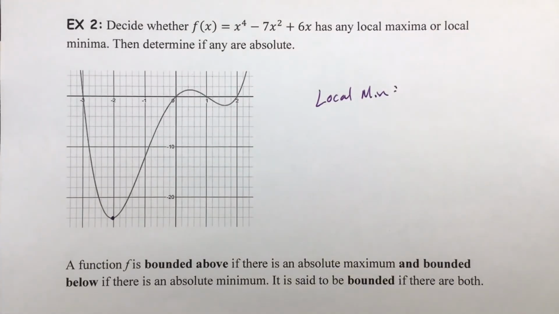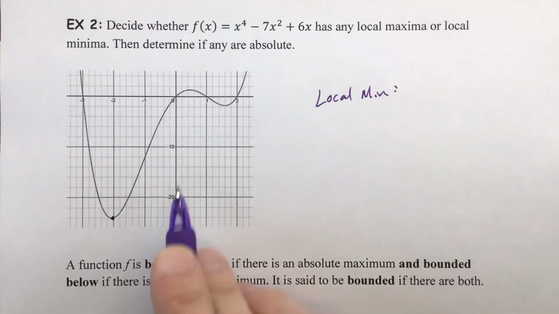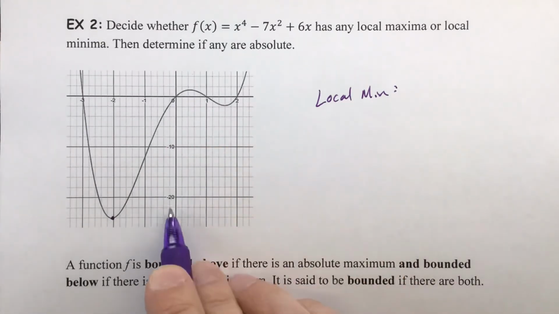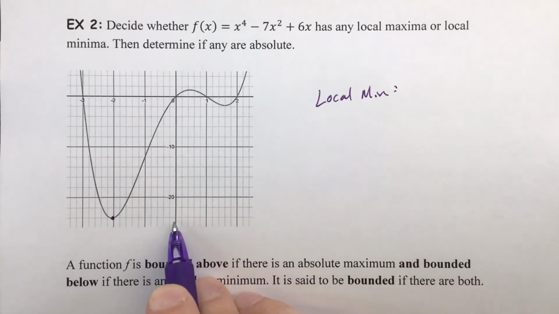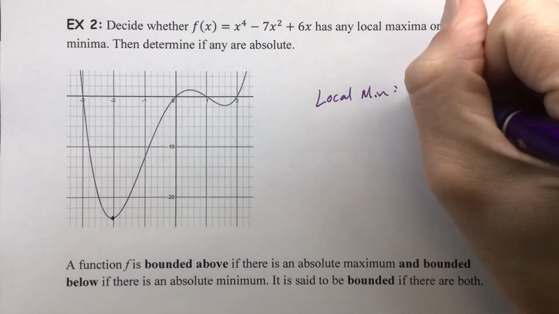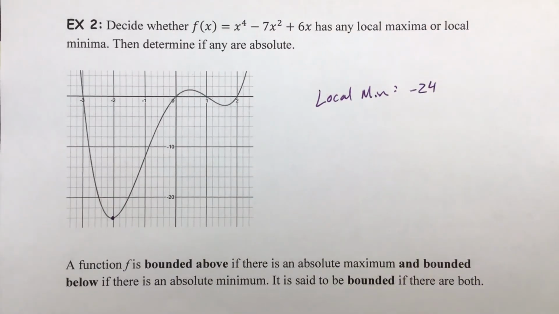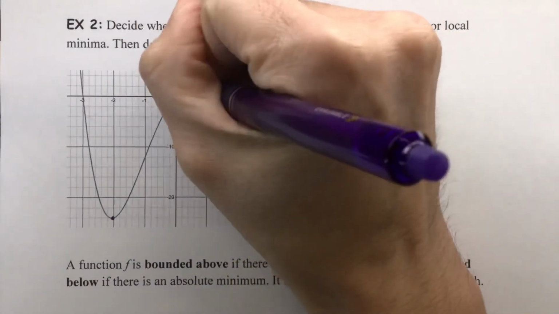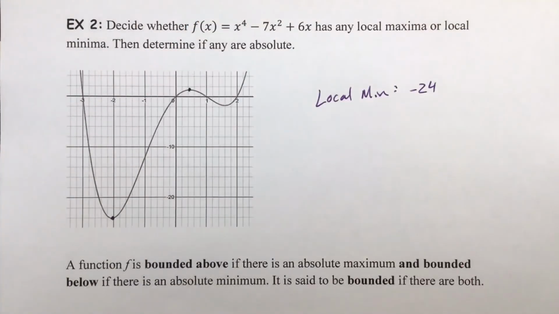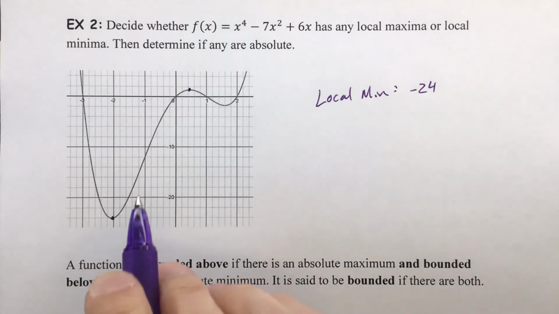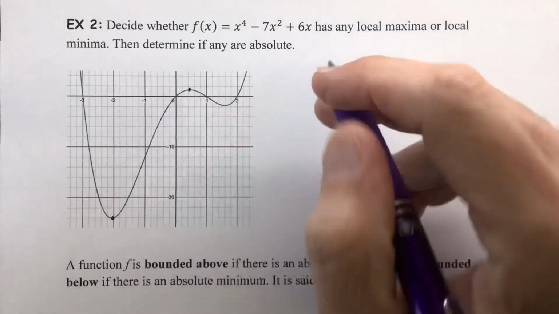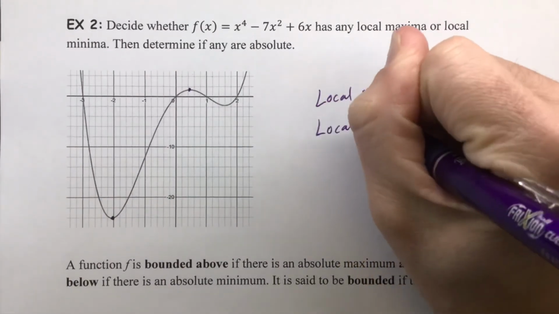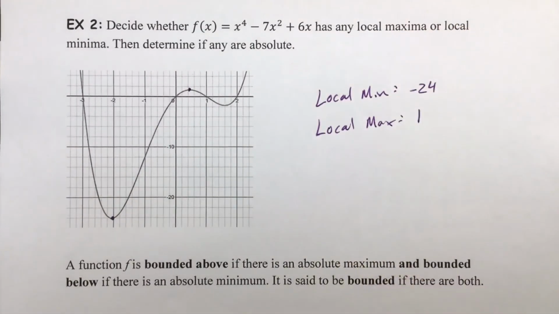You're going to answer this with the output value that goes with it. So let's see, if that's -10, that'd be -20. We're counting 1, 2, 3, 4, 5, -24. So it appears that it's at -24. Okay, we also have a peak right here, which we might need to just estimate. Let's just say that that's at about a height of 1. So we have a local maximum at 1.